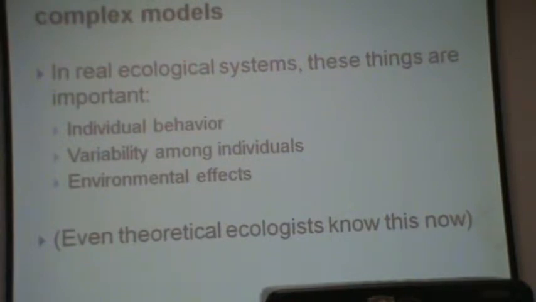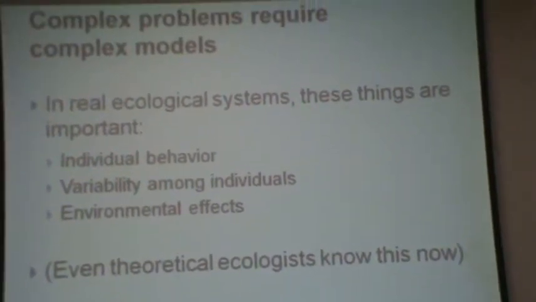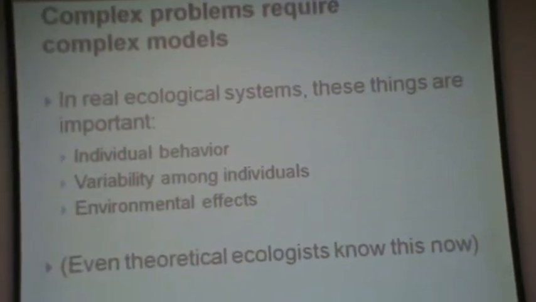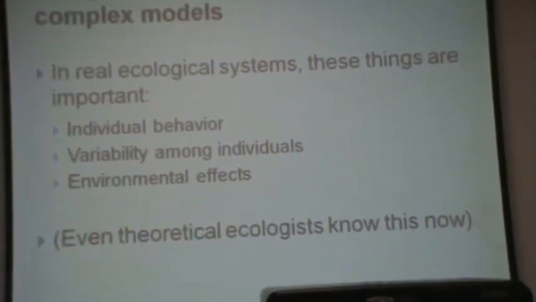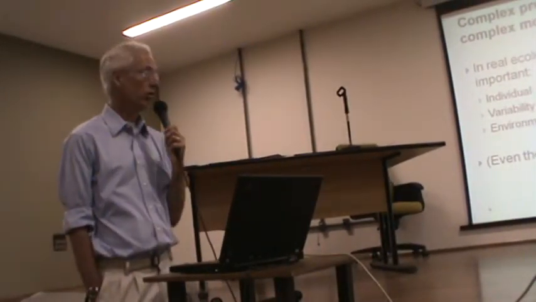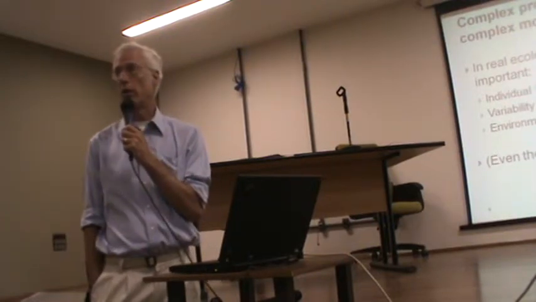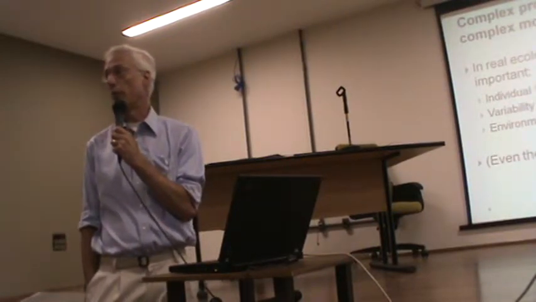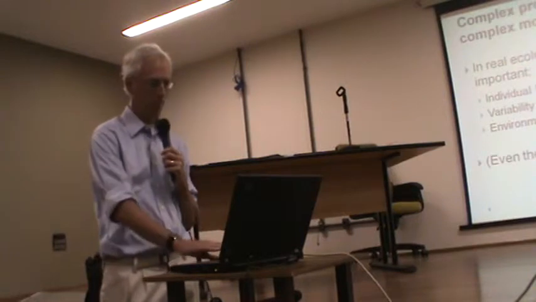So the lesson is that complex problems, like the ones that most of us face in the real world, require complex models. So in real ecological systems, things like individual behavior, variability among the individuals, and environmental effects are extremely important. And I think ecology has changed, and even the theoretical ecologists know this now, and they're realizing that they have to work with more complex models than they have in the past.